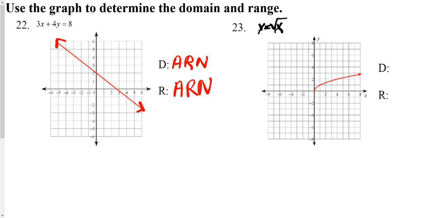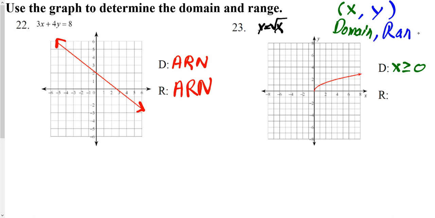And so your domain is x is greater than or equal to 0. Remember, domain is x. Now, another way to look at it is x, y, which is alphabetical, domain, range. Notice domain and range is also alphabetical. So whatever comes first, x or y, or domain or range, go together.